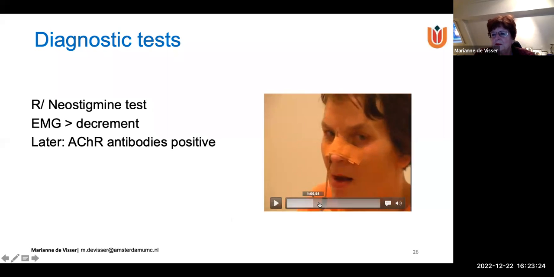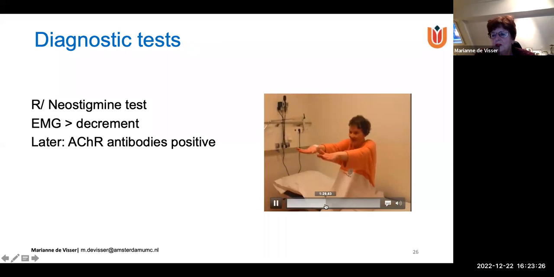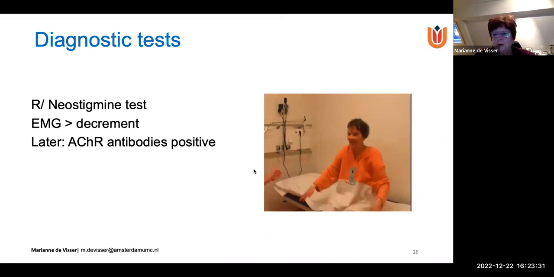And close her mouth. And she's able to raise her arms. And even able to laugh.